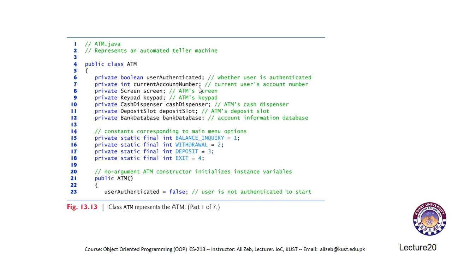The ATM will have an object of the screen class, since an ATM is supposed to have a screen. It is supposed to have a keypad, a cash dispenser, a deposit slot, and it is supposed to have access to the bank database.